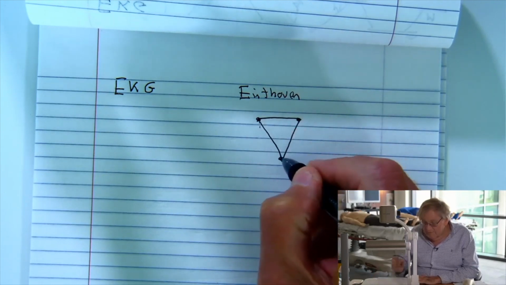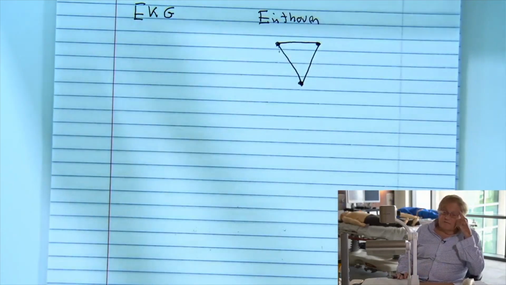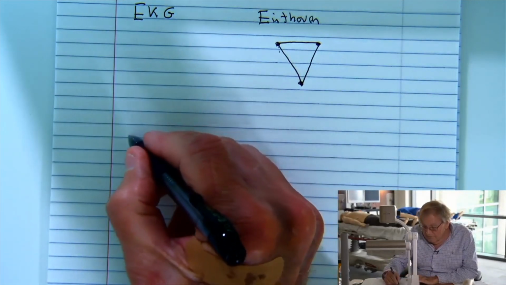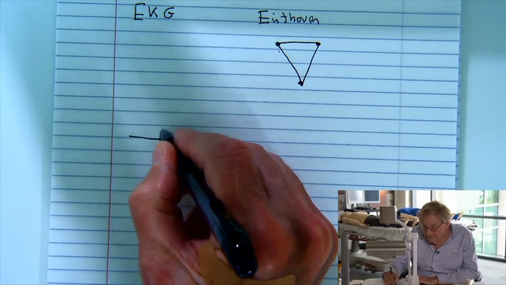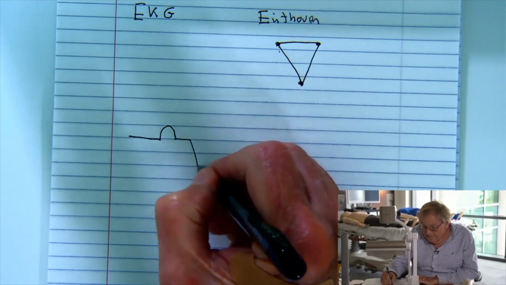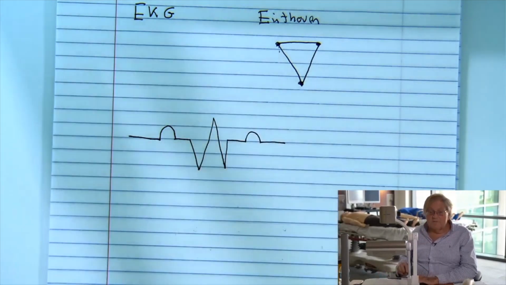That's called Einthoven's triangle. So that's really the basis of an EKG, and to this day they still use that name. But if we look at an EKG, which we'll go into more detail in the second semester of this course, we're going to see something that kind of looks like this. I call this kind of a textbook EKG.